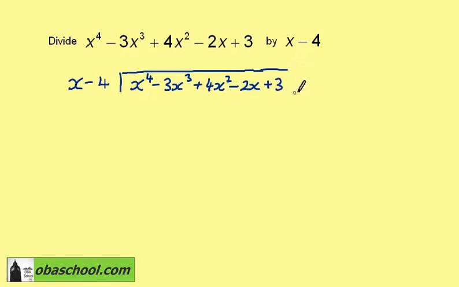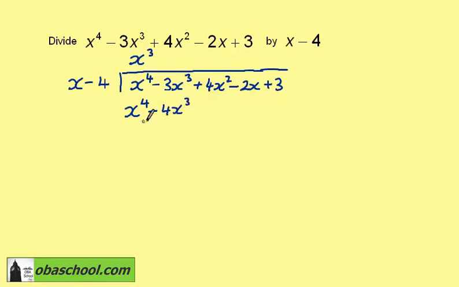The first step is we look at x and say, what do we multiply this by to get x to the 4? We know that x times x cubed is x to the 4, so we write x cubed. Then we do x cubed times x, and x cubed times minus 4x.